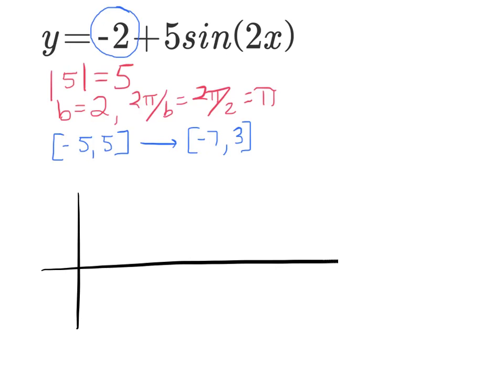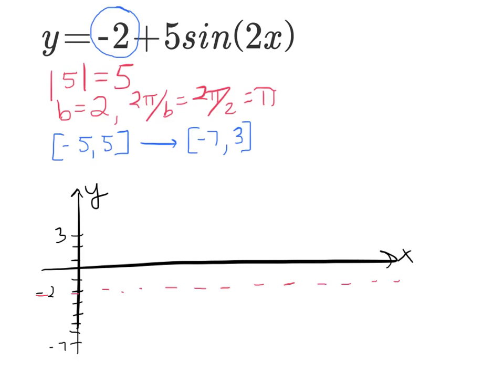So here are our axes. Here's x and y. And now we want -7 and 3. Oops, not enough room. 6, 7. And 1, 2, 3. Okay. Now I like to draw my line halfway through. So halfway between 3 and -7 would be this -2 right here. So I like to draw that as a guide.